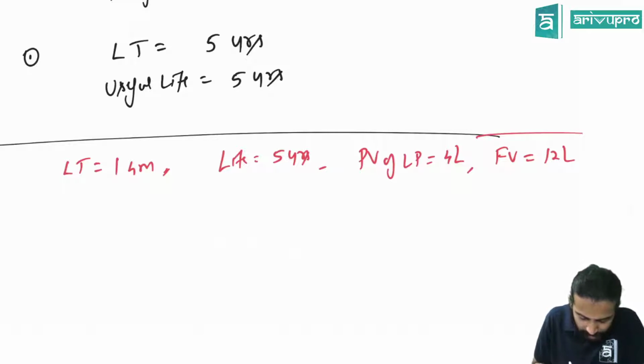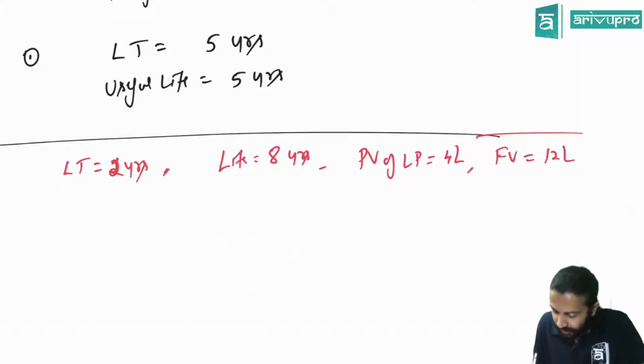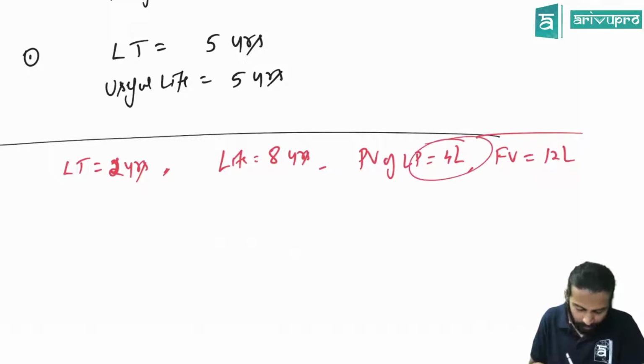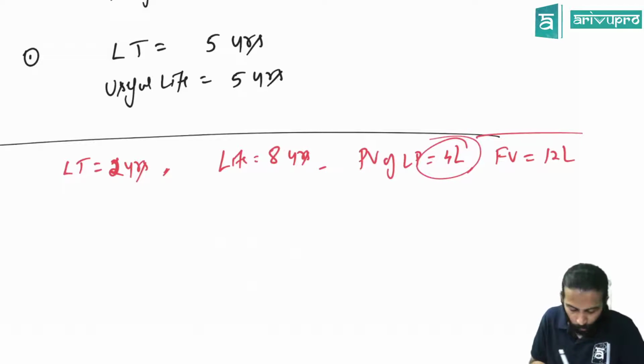Operating lease. Or maybe let's make this, if months is confusing for you, let's make this 1 year. Or maybe 2 years we'll make. Okay? 2 years. Fine? And maybe life we can also even further enhance it. Life I'll make it as 8 years. Life of the asset is 8 years. Lease term is only 2 years. Fair value of the asset is 12 lakh. But present value, not total lease payment, present value of lease payment is about 4 lakh rupees.